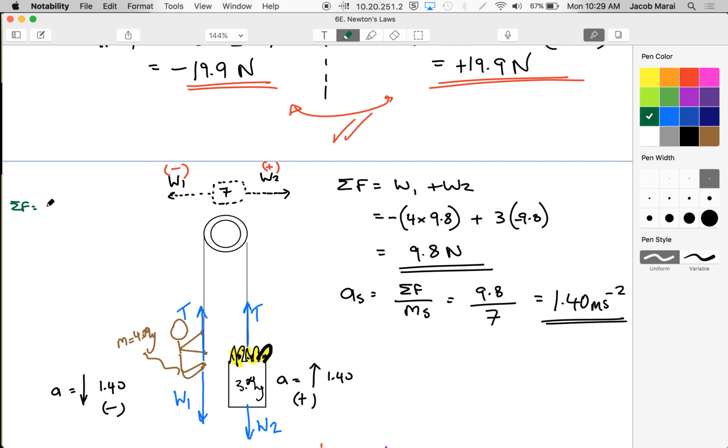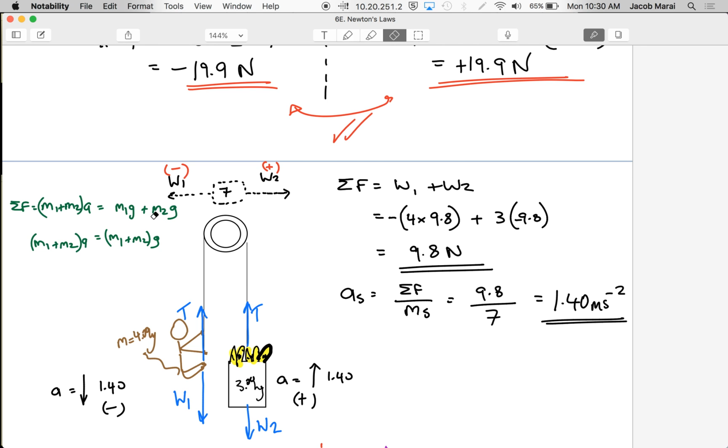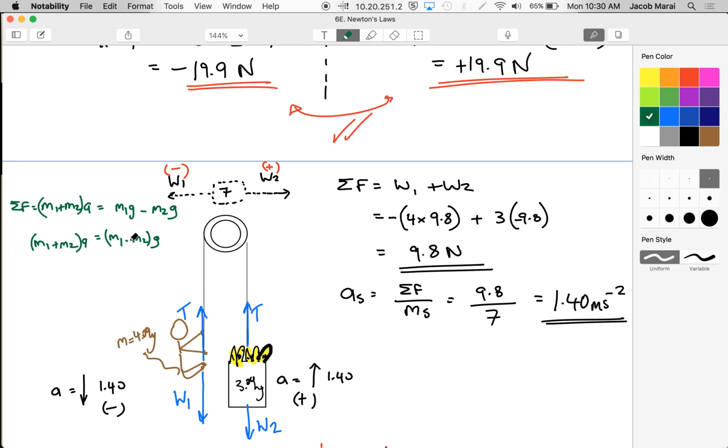Our sum of all forces, which is M1 plus M2 outside of A, which equals M1G plus M2G, which is M1 plus M2 outside of G. No, that doesn't work. Their weight forces are opposed, so they don't sum. Yeah, they're in opposing directions. It's subtract. So A equals M1 take M2 over M1 plus M2 times G.